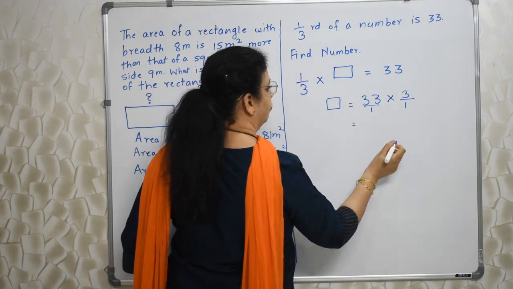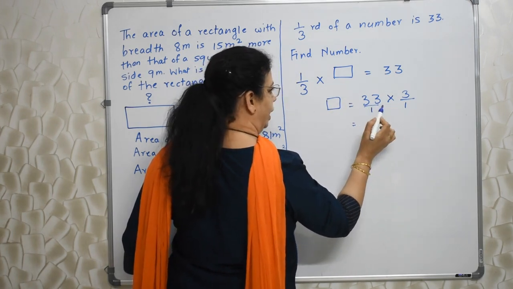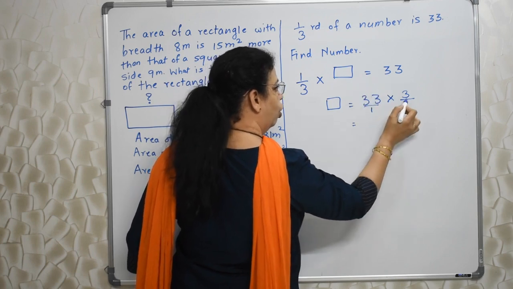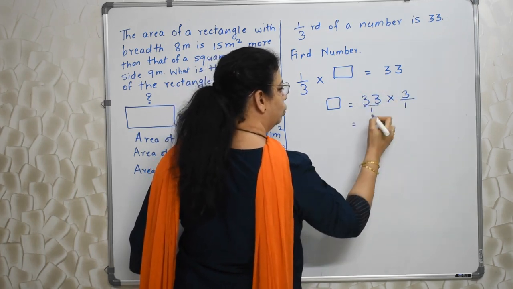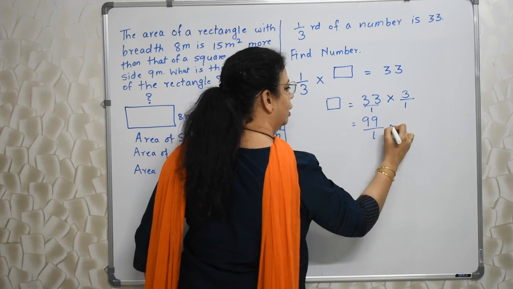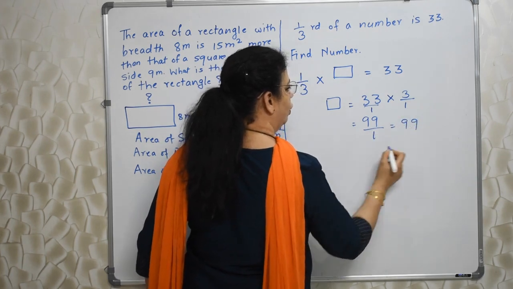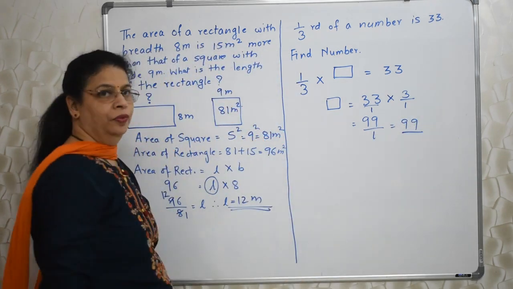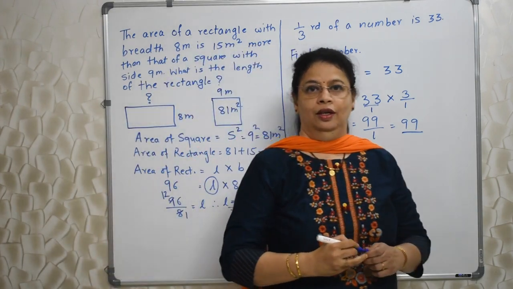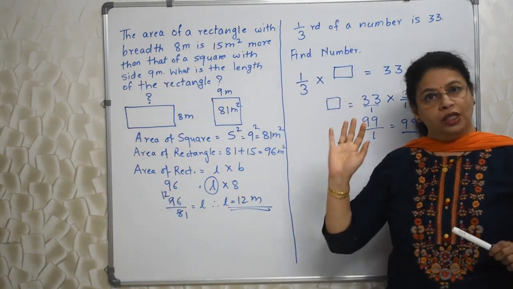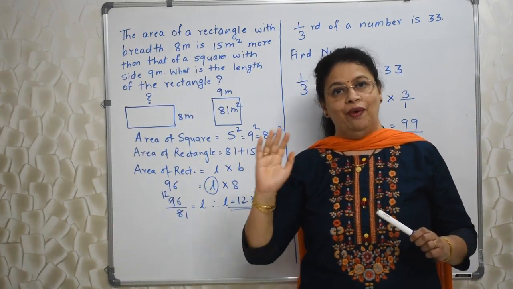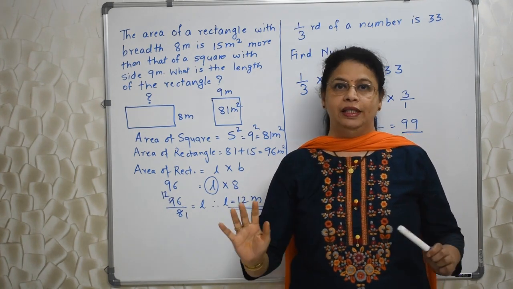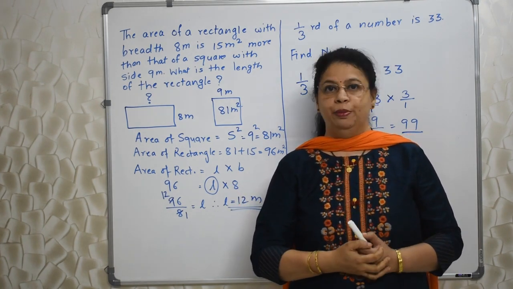No need to write. But in case you are getting confused, you write. So you will know 33 is on top, 3 is also on top. So 33 into 3 is 99 upon 1, that is 99. So the value of the box is 99. Have you understood? Okay, you pause the video, see that again, revise that, so all your difficulties are solved. Okay, let's begin with next.